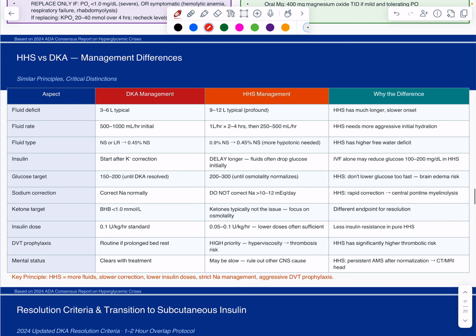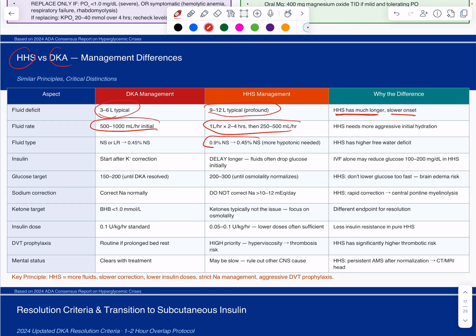Some differences between the HHS and DKA management. In DKA, usually they are less dehydrated, so they have a fluid deficit between 3 to 6 liters. In HHS, they usually have a 9 to 12 liter deficit. So HHS is usually much longer. We said it's usually days to weeks, slower onset, so they are severely dehydrated. So here you need to give them a higher level of IV fluid than in DKA.